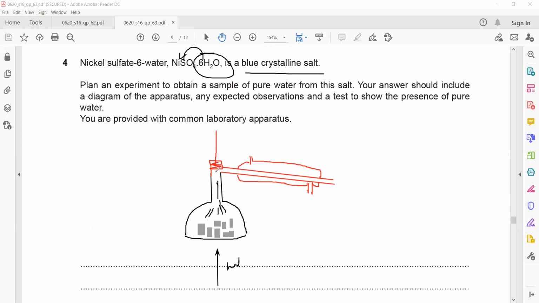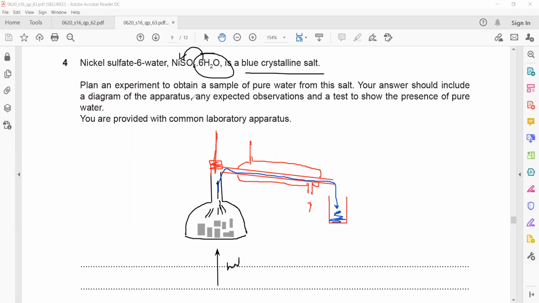You can place a thermometer, because the thermometer can be used to show that you're obtaining a pure sample of water if you reach 100 degrees. You can check the boiling point. Water inlet is there and water outlet, and you have a beaker. When these water vapors rise, they condense, cool down, turn into liquid state, and you will collect water.